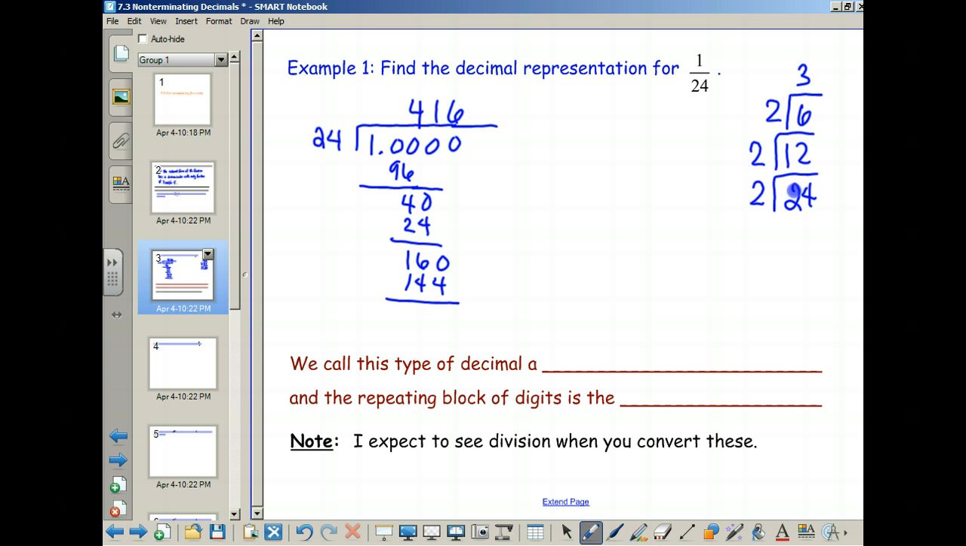And what is 160 minus 144? 16, which should sound familiar. You already got a remainder of 16 once, didn't you? So if you keep going from here, you're going to bring the 0 down. You're going to have 160, it's going to go in 6 more times, and you're going to multiply it by 144. It's going to keep that pattern going.